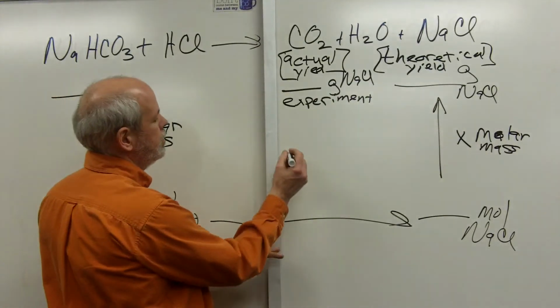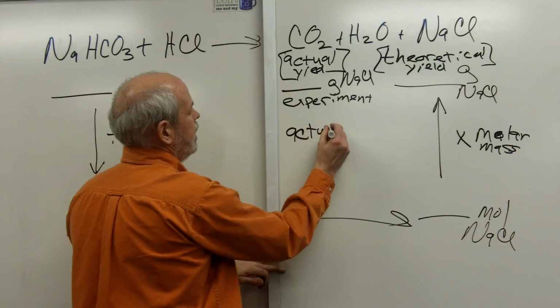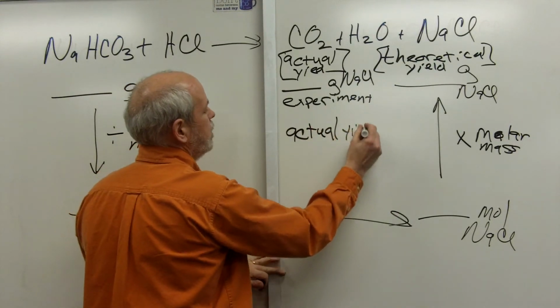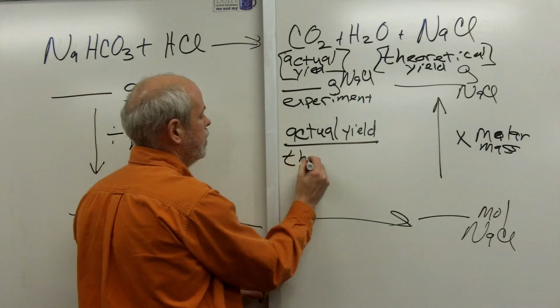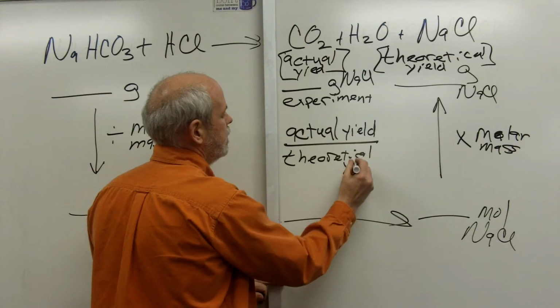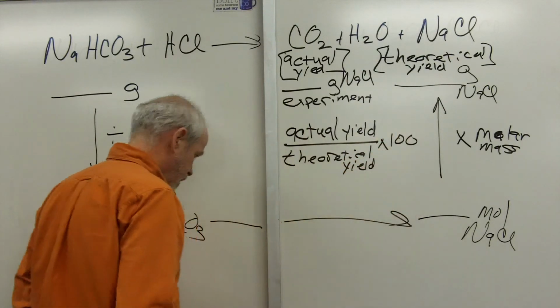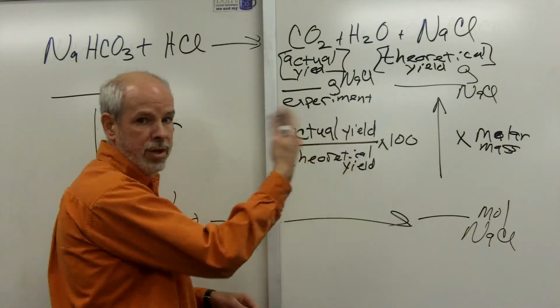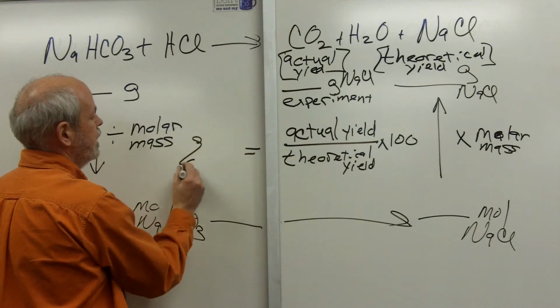The percent yield goes this way. We will take actual yield divided by theoretical yield times 100. And maybe I'll put the equal sign on this side. That will be equal to the percent yield.